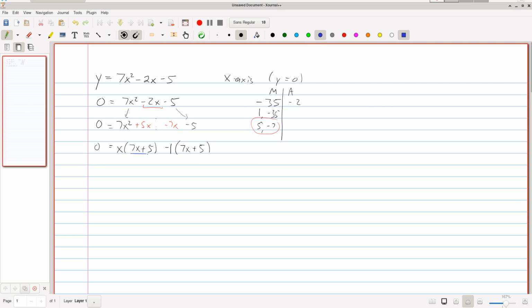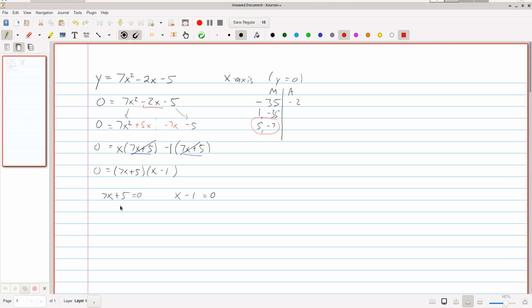Now I see that these two both have a 7x plus 5 in common. So that 7x plus 5 common factor will come out to the front. And once we've factored this out, what's left in the parentheses will be x minus 1. And this still equals 0. Now that it's factored, we can split it into two separate equations. This means that either 7x plus 5 equals 0, or x minus 1 equals 0.